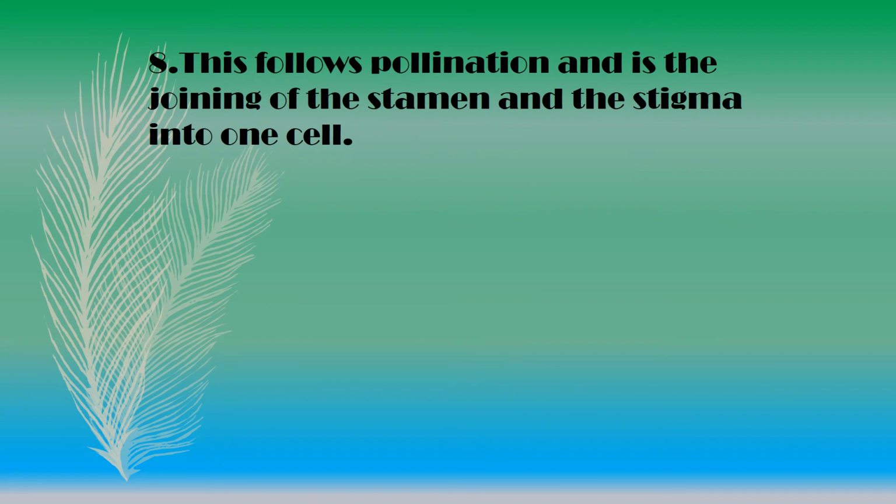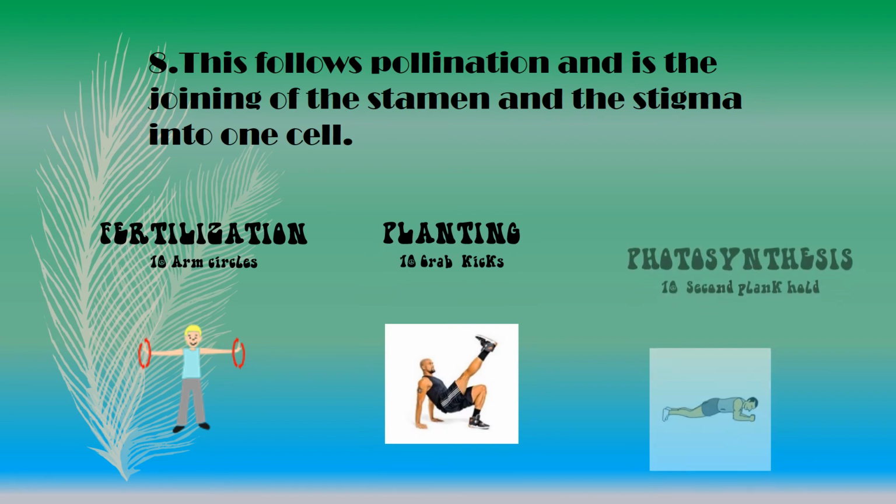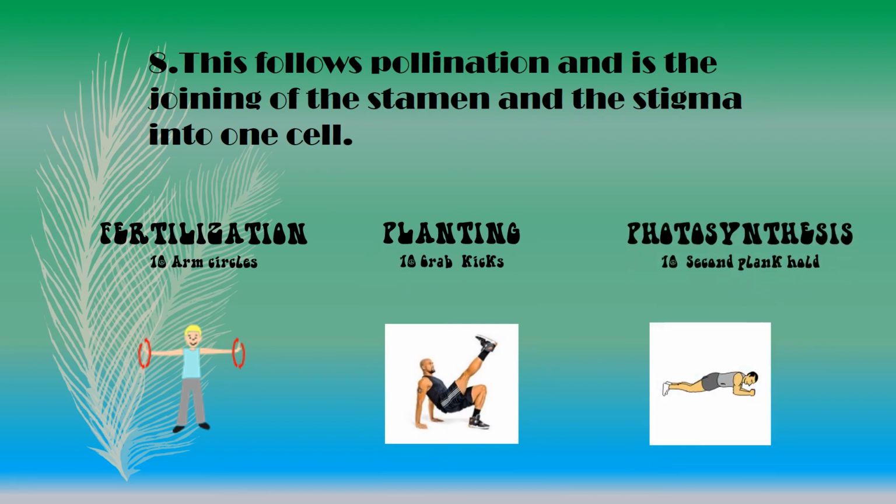Number 8. This follows pollination and is the joining of the stamen and the stigma into one cell. If you think that's called fertilization, do 10 arm circles. Planting, 10 crab kicks. Photosynthesis, 10-second plank hold. Pause the video for exercise and then hit play when you're ready. The answer is fertilization. You should have done 10 arm circles.